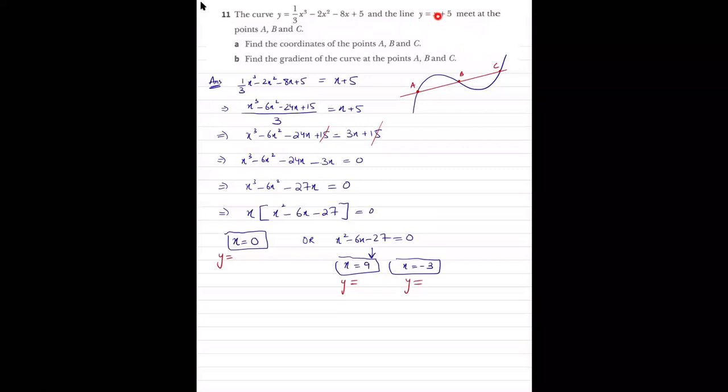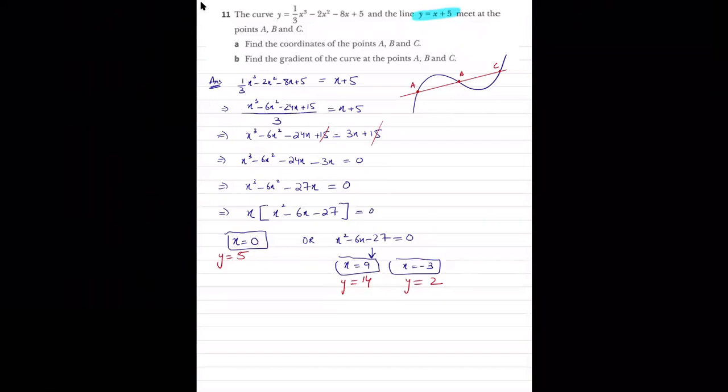So when x is 0, if I use this equation of a line, y is going to be 5. When x is 9, y is going to be 14. And when x is minus 3, y is going to be 2. So I can randomly call these points A, B, and C. It really doesn't matter कि कौन सा point A है, कौन सा point B है, कौन सा point C है.